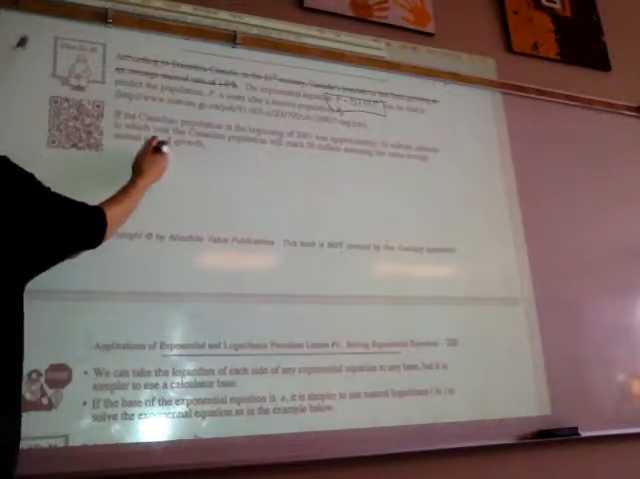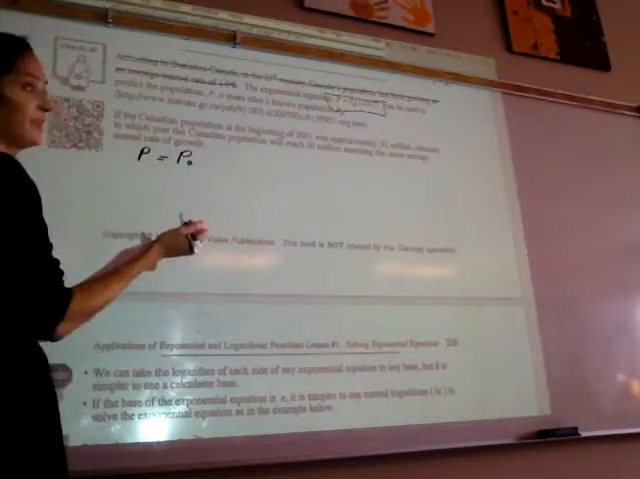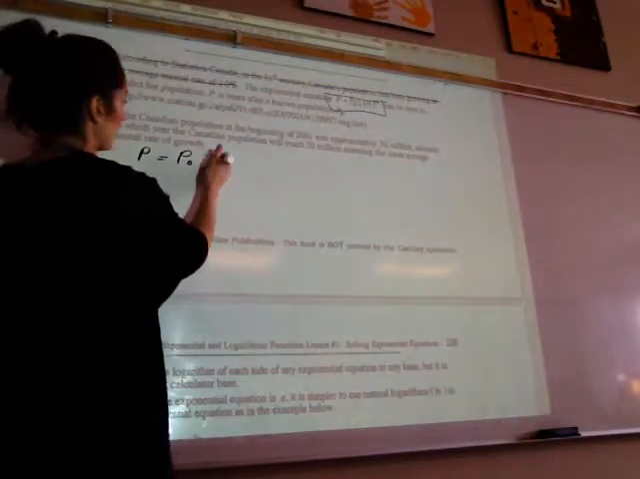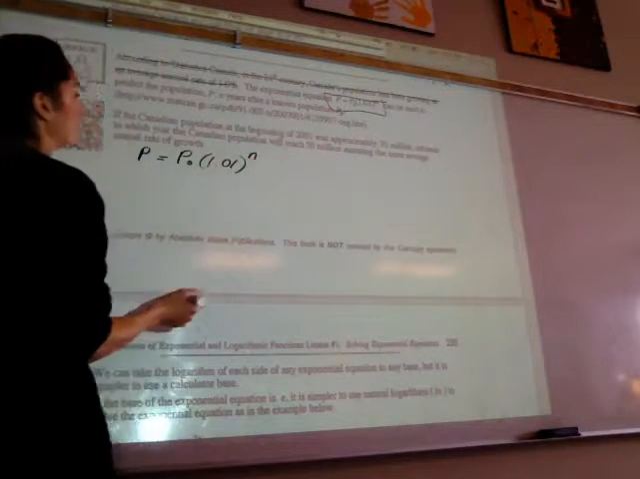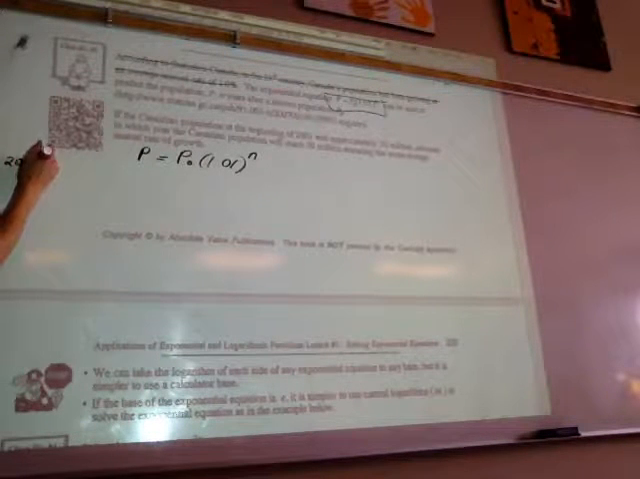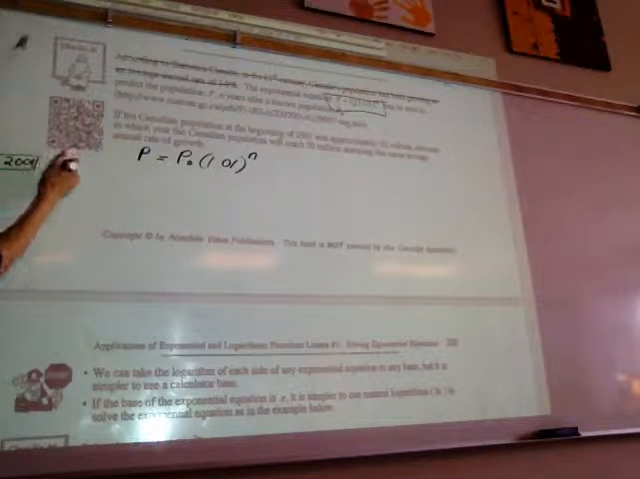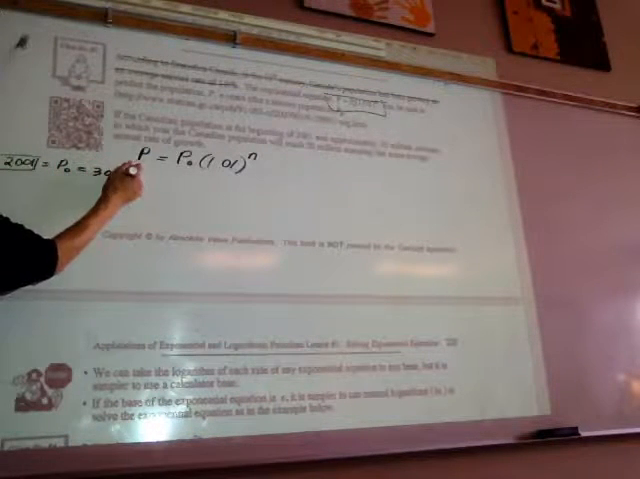Okay, so let's just start with our formula. We have P equals P at the beginning of the time that they're calculating, multiplied by 1.01 to the power of n. They're telling us that in 2001, which will be our P0, that's equal to 30 million.